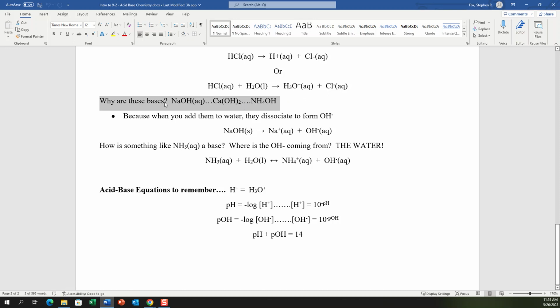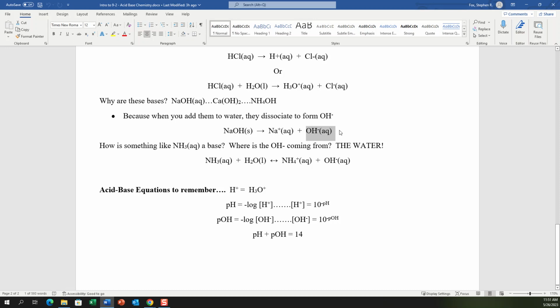Okay, well, they're basic because look at what their anion is, hydroxide. So when this solid salt dissolves and dissociates and forms aqueous ions, one of those aqueous ions is hydroxide. So when I add sodium hydroxide to water, I get hydroxide. That's why sodium hydroxide is considered a base, because it produces hydroxide in water.